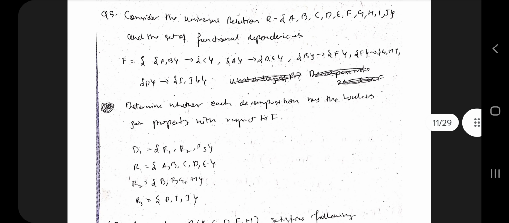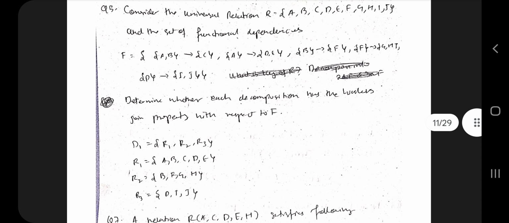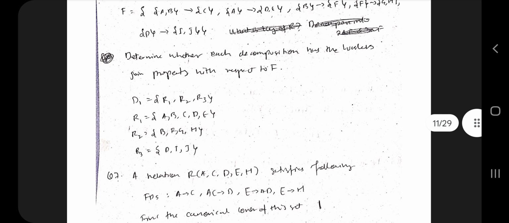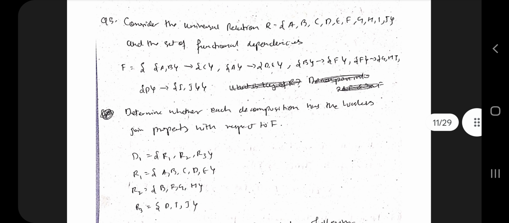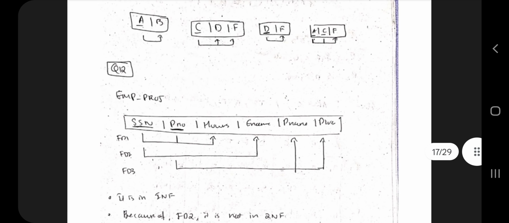Consider the universal relation R written here. How many letters do we have? A to J, so 10 letters, and the set of functional dependencies. These are the functional dependencies given to us. Now determine whether each decomposition has the lossless join property with respect to F. So what things have we been given? The first is R, the second is the functional dependencies, and the third is the set of decompositions. So we will write these three things, then I will explain what you need to keep in mind, meaning how to approach the question.